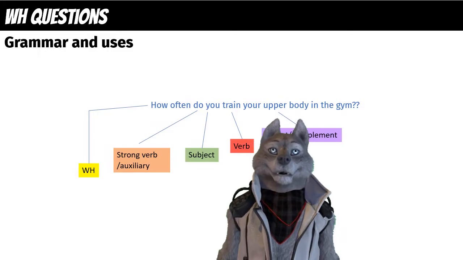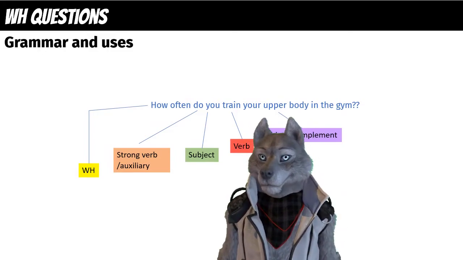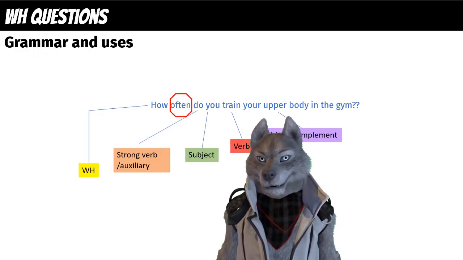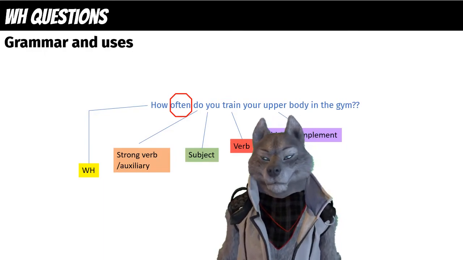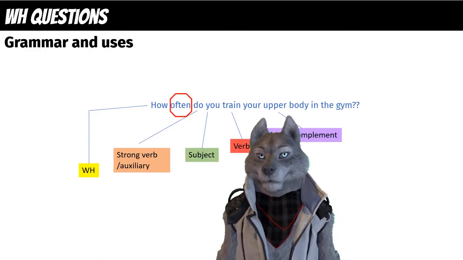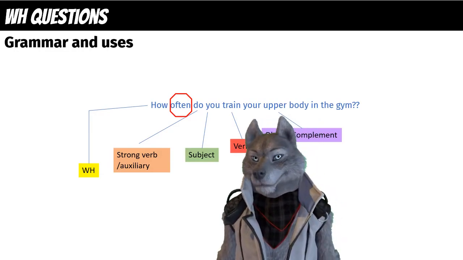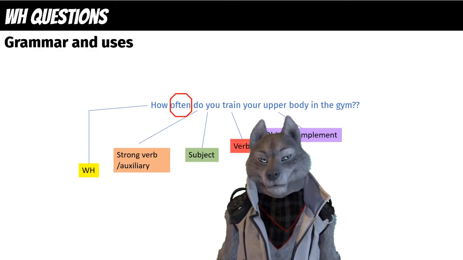However, some questions do have exceptions. One of these cases is with how. For example, this is using how often. So we break the formula a little here, but it's because it's a special case. So, how often do you train your upper body in the gym? Do you skip leg day? Anyway, look here at the change. We just include often, but it's only for how.